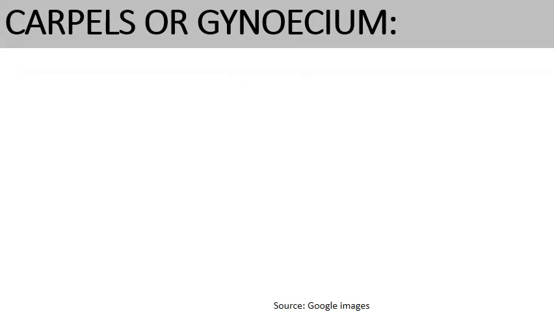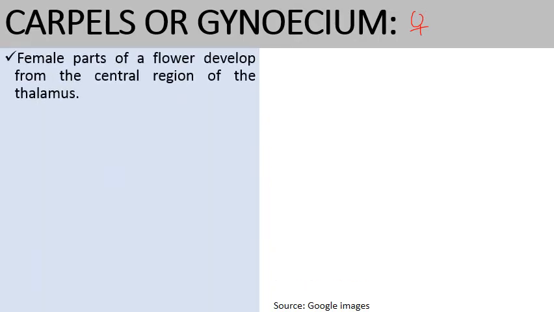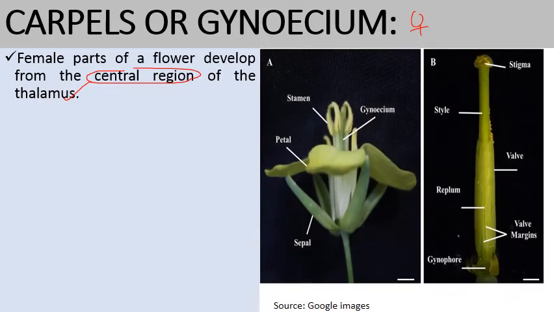The next important essential word is carpels, which combine to form the female reproductive structure, which is known as gynoecium. So it represents the female reproductive structure in case of plants. It's the female part of the flower which develops from the central region of the thalamus. So center जो region central region होता है thalamus का, वहाँ से ये arise होता है, and it represents the female part of the flower. In this photograph we can see here. So this is the gynoecium, which occupies the central part of the flower, which arises from the thalamus.